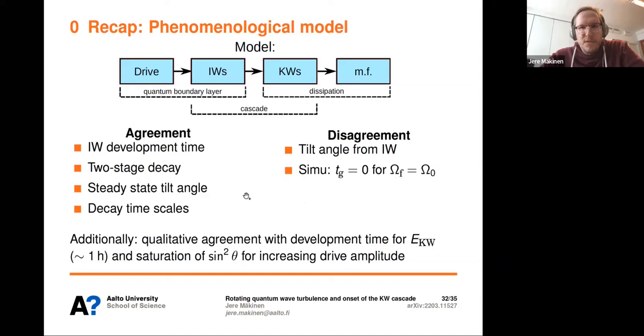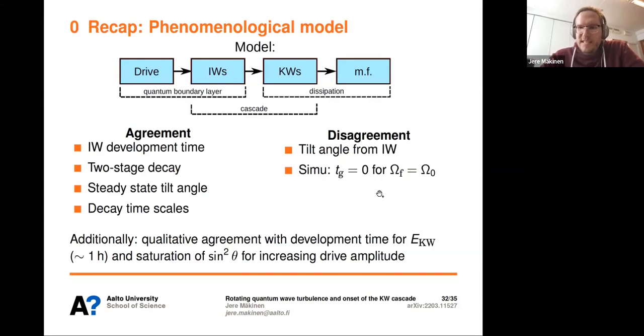In more detail, what do the simulations tell us? They are in agreement with the experimental inertial wave development time. They also show a clear two-stage decay, as in the experiments. The steady-state tilt angle is in good agreement with the experiments, as are the decay timescales. What is not in agreement is the tilt angle from inertial waves.